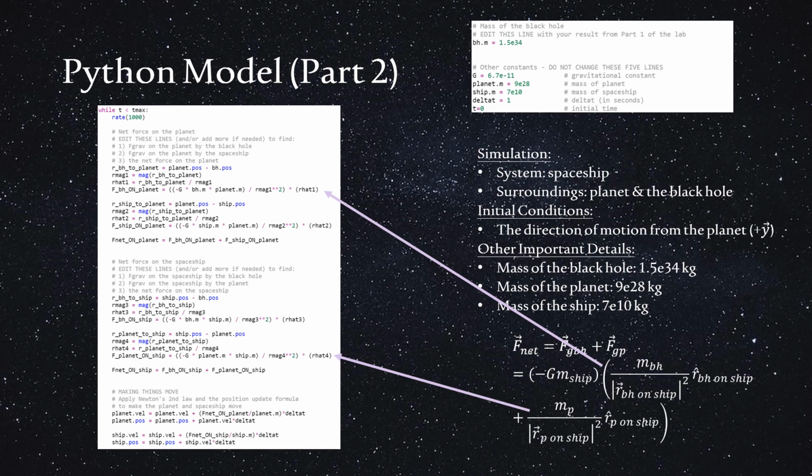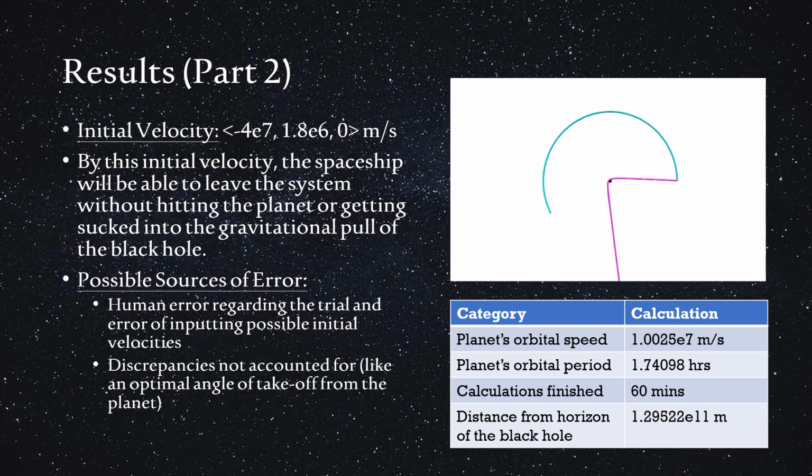There is an equation down below, which is F net equals the force of gravity of the black hole on the ship plus the force of gravity of the planet on the ship. And this was indicated in the Python code for calculations. These are the results of part 2 of the experiment. The initial velocity was calculated to be, through trial and error, negative 4 e to the 7th and 1.8 e to the 6th meters per second.